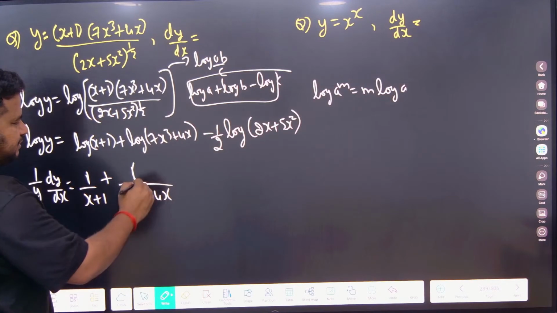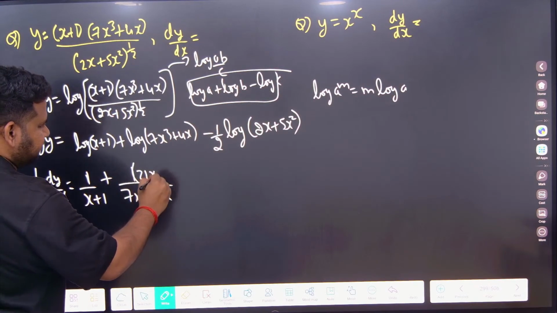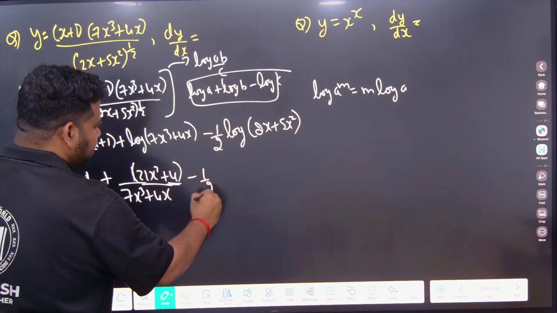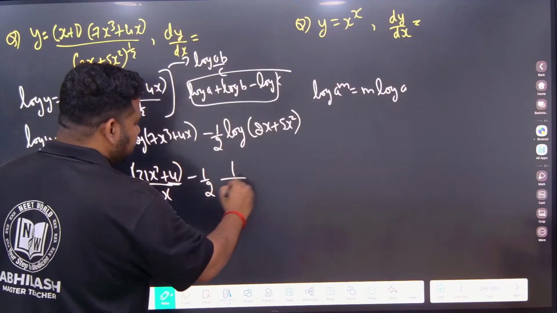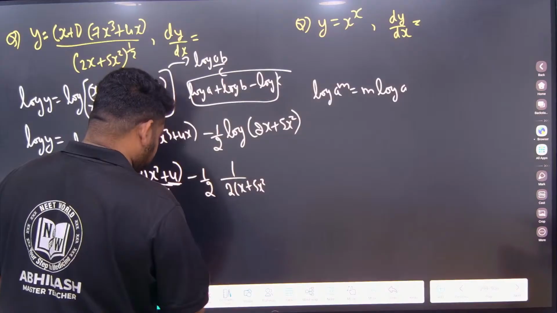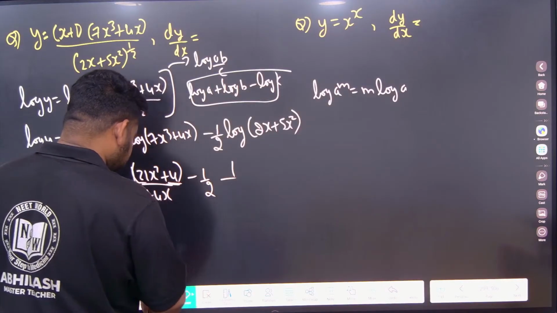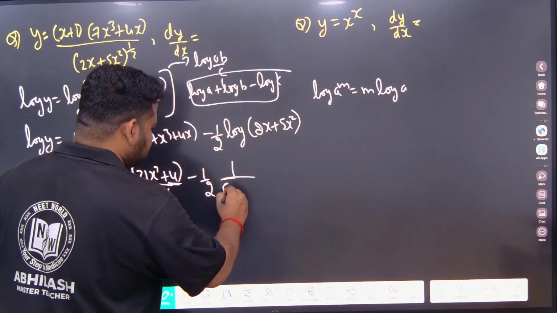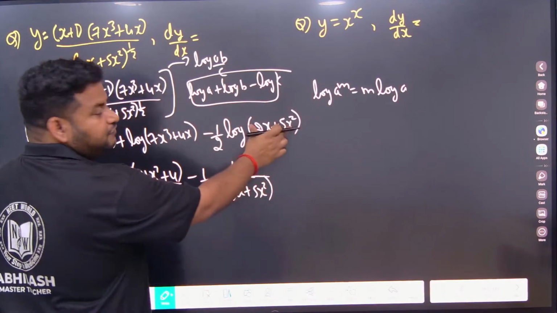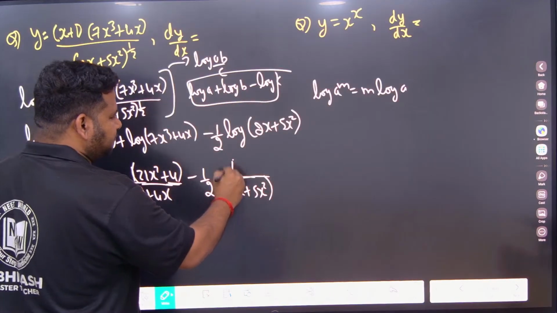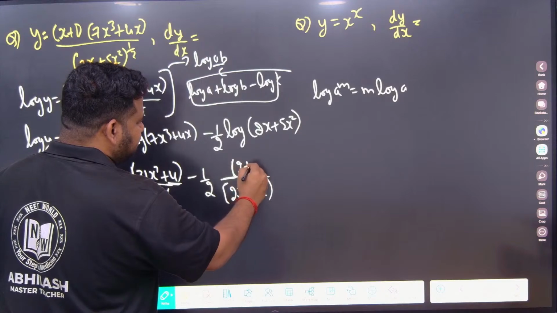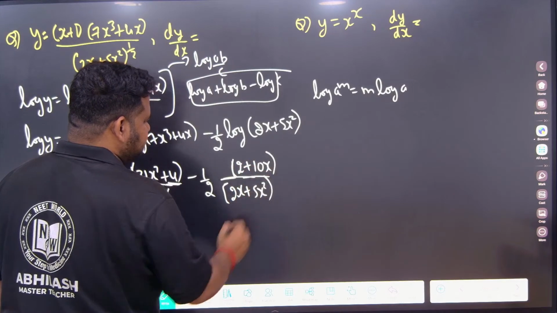Derivative of 7x cube is 3 7s are 21 x square plus 4. This is what we have. Minus 1 by 2 into log of something is 1 by (2x plus 5x square), into derivative of whatever is inside, chain rule I am applying. So 2x will become 2, plus 5x square will become 10x. This is what we have.